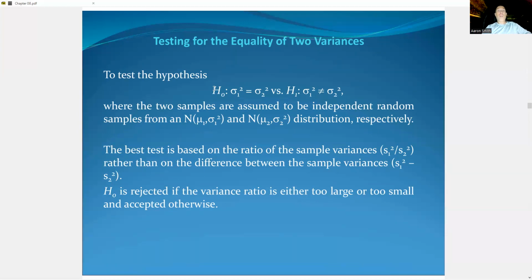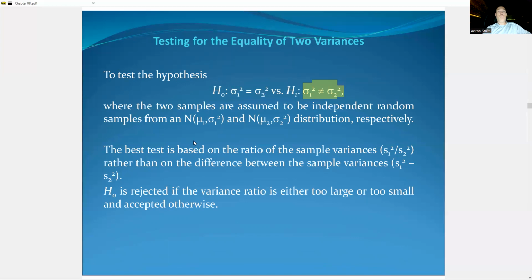And on this hypothesis test, the null hypothesis is that I can use pooled variance. The alternative is if I cannot use pooled variance, then I have to use the technique that we're about to talk about in a little bit. But right now we're only talking about variances. So here, we want to see if these two variances are in fact equal to each other or are they not.